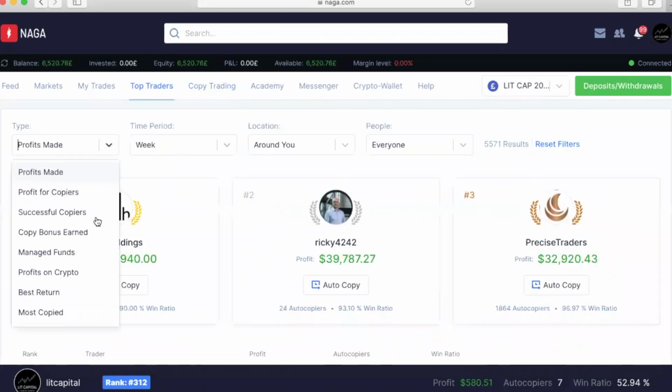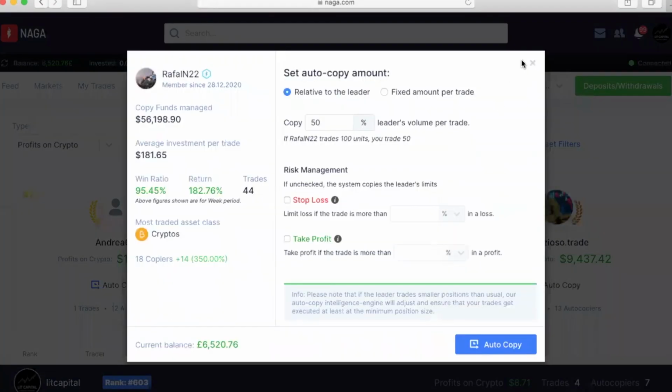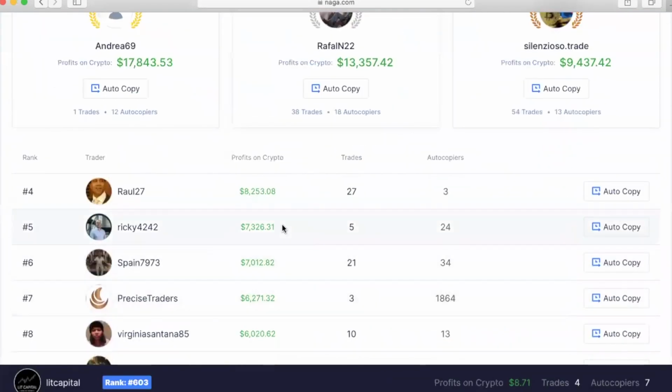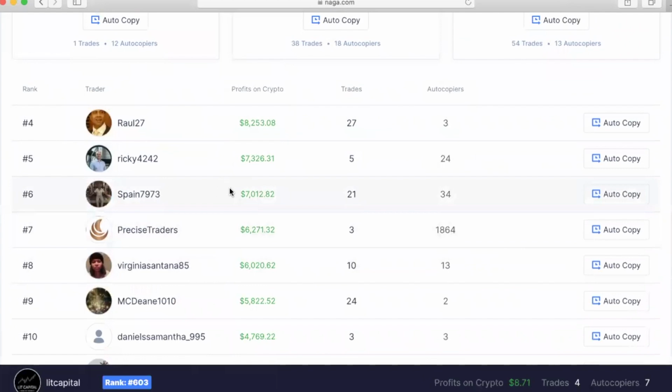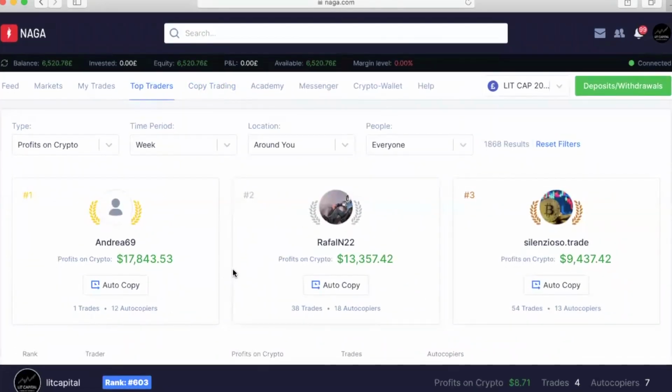For example, if we go back here and check now profits on crypto, we can see different types of traders. Crypto is becoming much more popular, so more people are looking into crypto trading. We can have a look at different traders around the world who are trading different instruments and who can provide us with different results. So use the platform to your advantage.